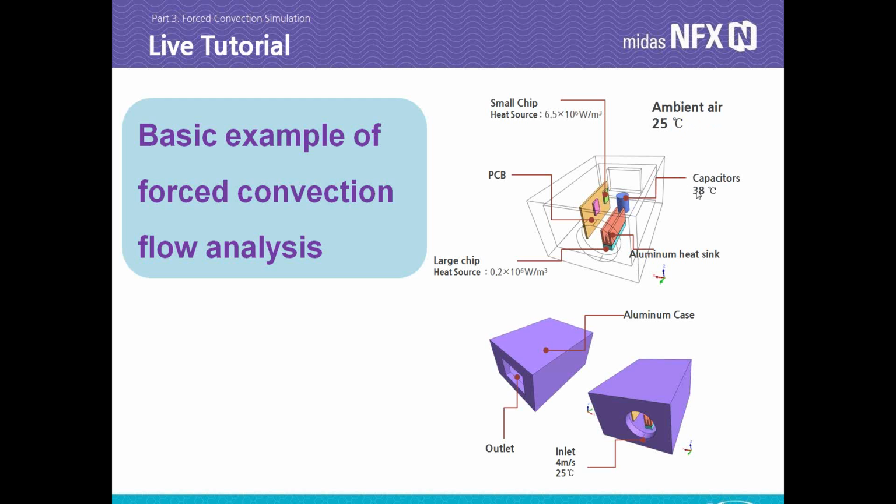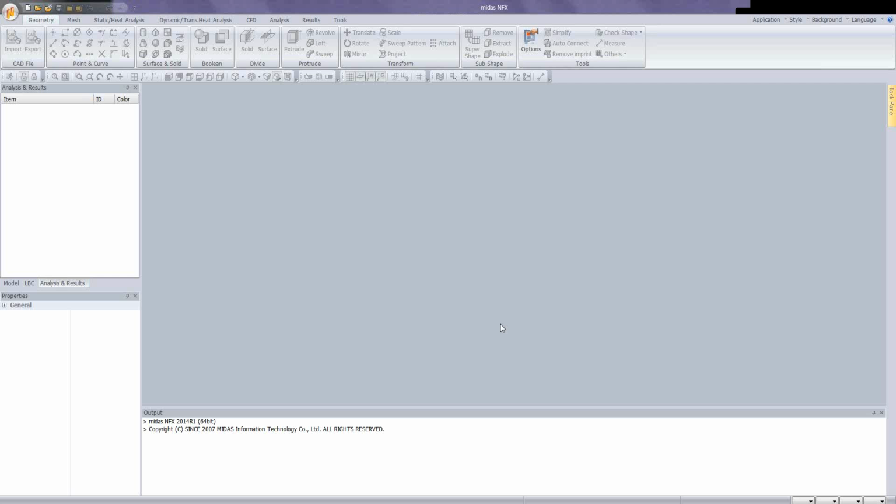The capacitor is at 38 degrees Celsius, and you have a heat source on this large chip. Maybe this is the processor inside my system. This is the value of the heat source. And then the aluminium case, so the outlet will be here, and the inlet will be here. On the inlet I have a velocity of 4 meters per second and 25 degrees Celsius as the temperature inlet boundary condition. Okay, let's go on.